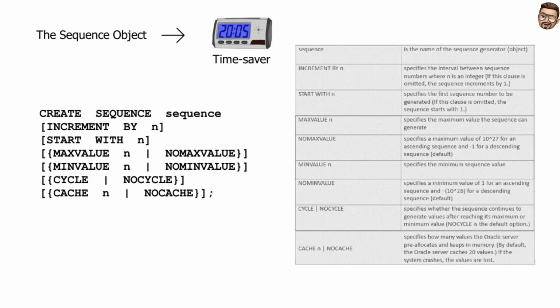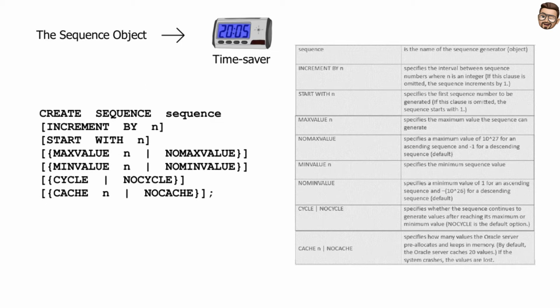CYCLE specifies whether the sequence continues to generate after reaching its maximum or minimum value. If NOCYCLE, it means you don't want to repeat the numbers again. For CACHE, it specifies how many values the Oracle server pre-allocates and keeps in memory. If NOCACHE is used, then of course the numbers will not be pre-allocated inside the system or memory.